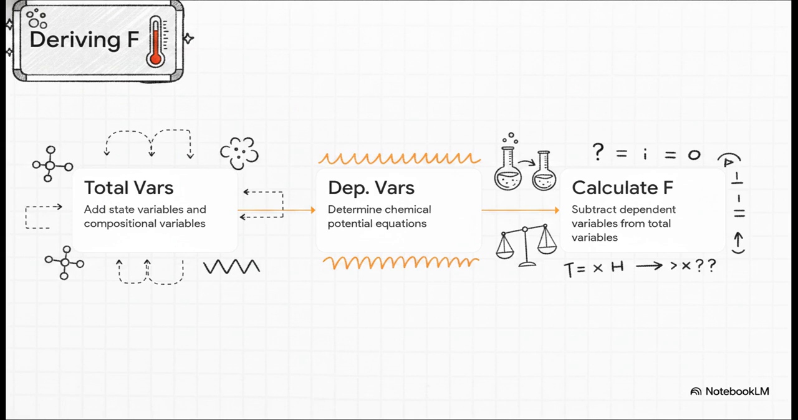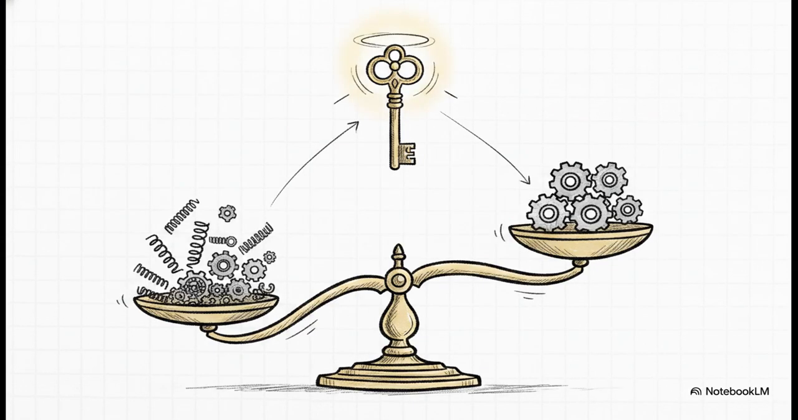First, we grab our total variables, 2 state variables, pressure and temperature, plus our compositional variables. Then we find the dependent variables locked in by chemical equilibrium. Finally, we just subtract the dependent from the total to find our ultimate freedom. When you perfectly balance those independent and dependent variables, all that complex algebra beautifully collapses into this.